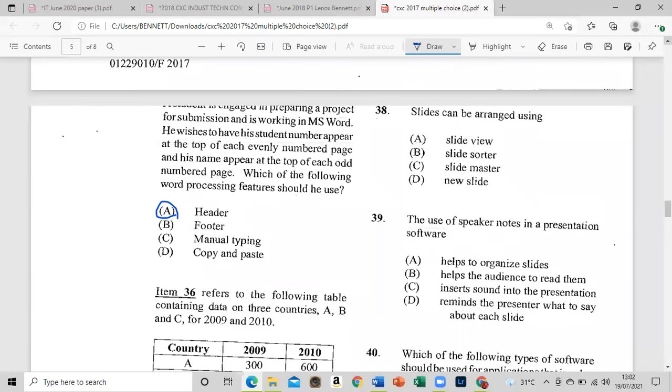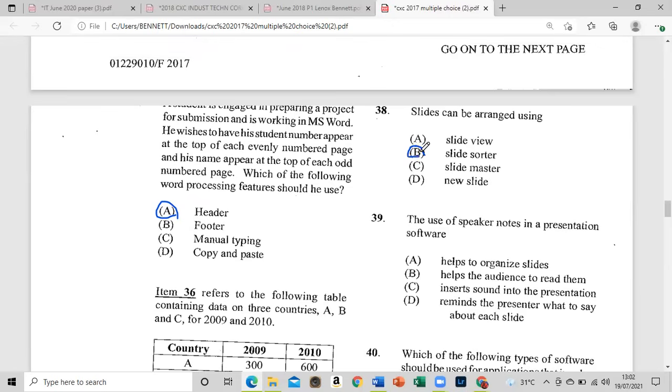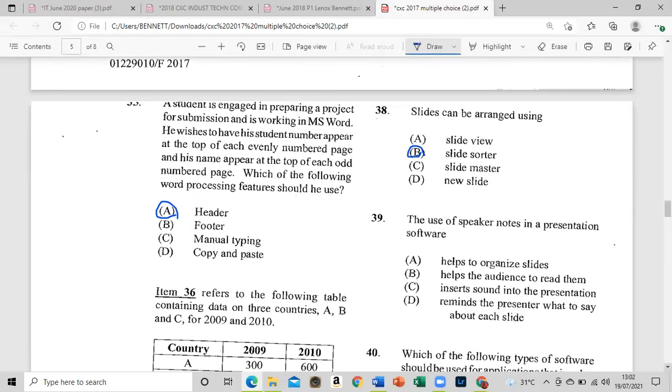You are awesome. Slides can be arranged using the slide sorter. Now let's spend some time on this. I'm going at a pace, right? 39 now.